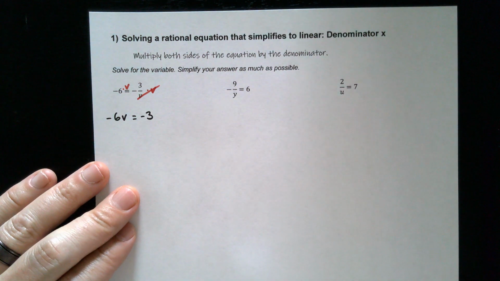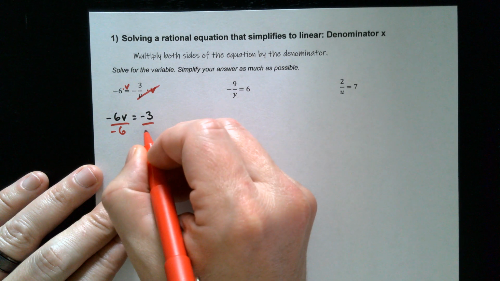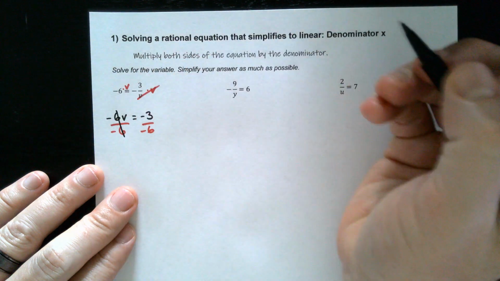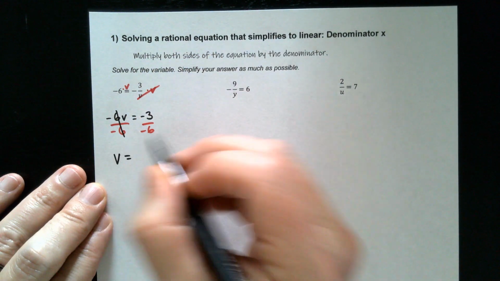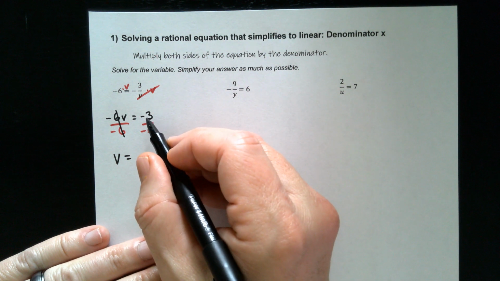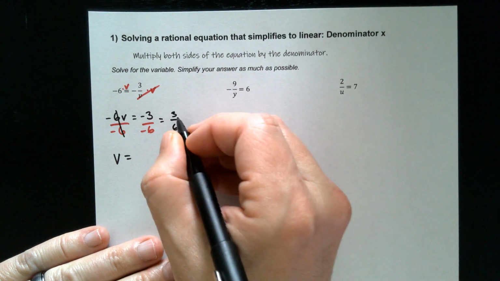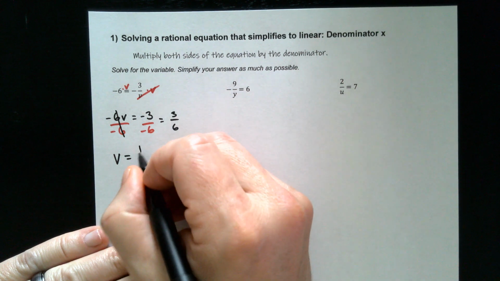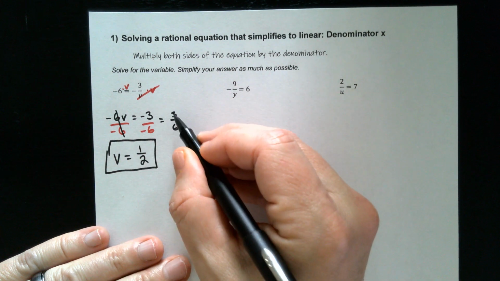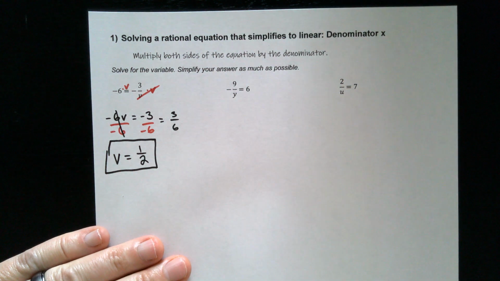Okay, now that we've got all the fractions gone, we can get rid of the -6 that's touching the v. So I'll divide it since it was being multiplied. That'll make this cancel, leaving just a v. And then we've got -3 over -6. Keep in mind that a negative divided by negative is a positive. Okay, so that would be 3 over 6. And then 3 divided by 6 is the same thing as 1/2. You can think of it in terms of dividing a 3 into both. 3 divided by 3 is 1. 6 divided by 3 is 2.